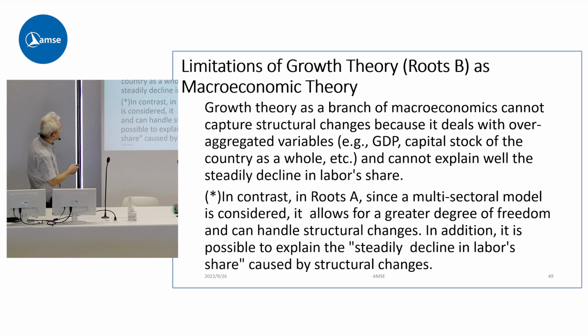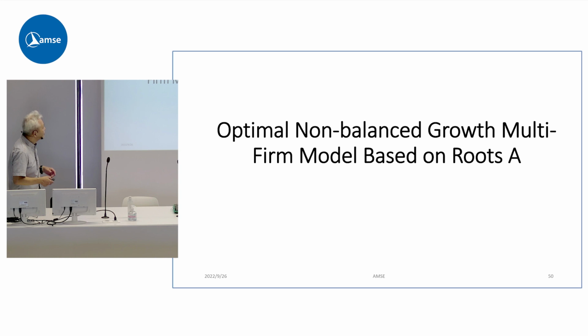So under these situations, the macro model cannot explain that kind of structural change, I think, because the macro model means aggregated. They use aggregate GDP and labor, employment or such. So that's not, I think, a proper model. So a multi-sector type model is needed. So the root should be research. Okay. But non-balanced, so I just say that it is a non-balanced growth multi-firm model based on root A.